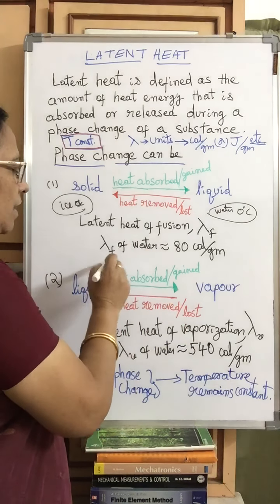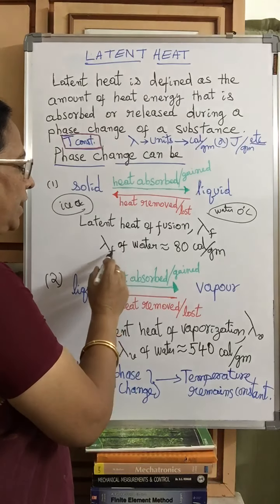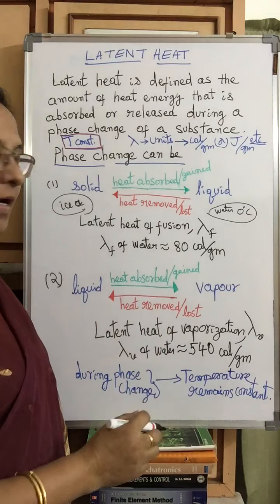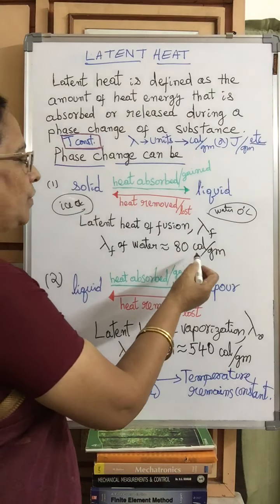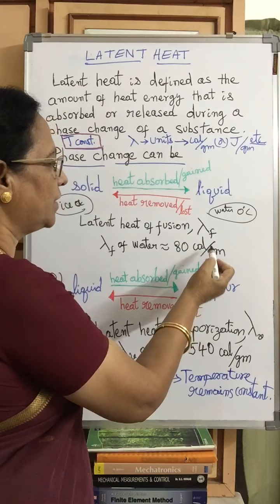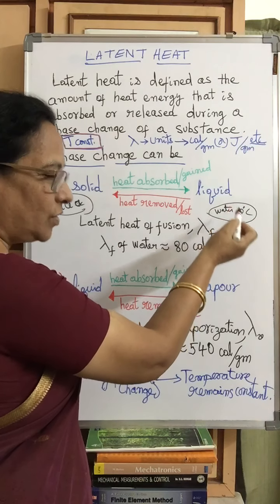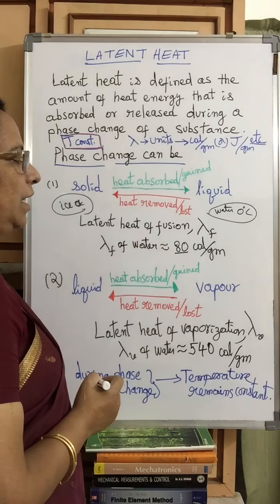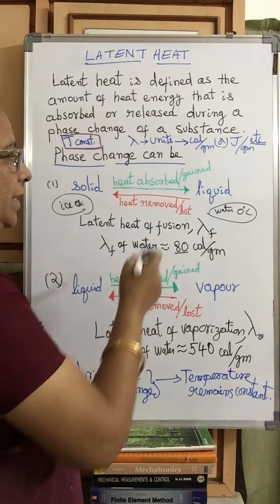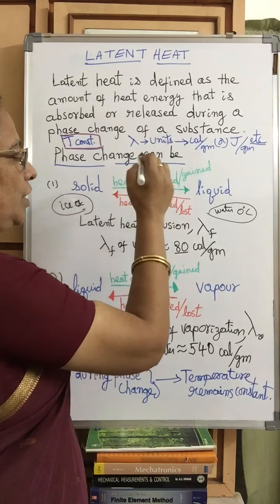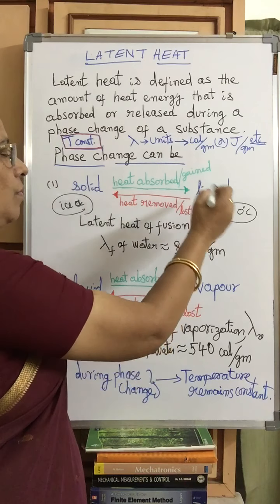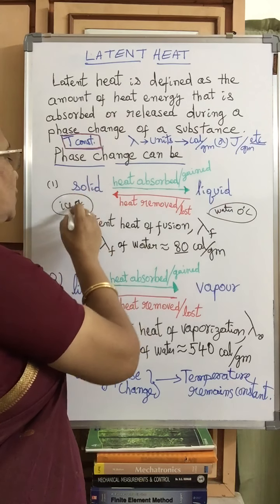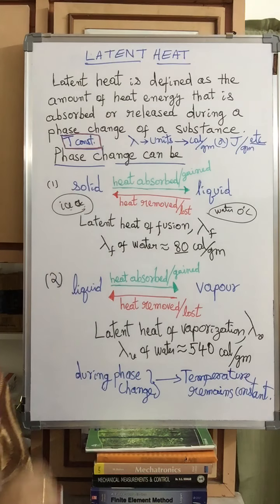So, one example value I am writing here. Latent heat of fusion of water is 80 calories per gram. That means in order to convert 1 gram of ice into water, which is also at 0 degrees centigrade, we need to supply 80 calories. In the same way, for the reverse process, we need to remove 80 calories if you want to convert 1 gram of water at 0 degrees to ice at 0 degrees centigrade.